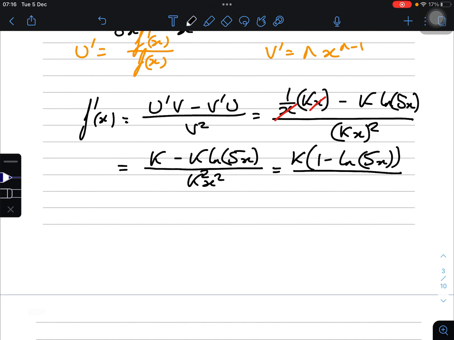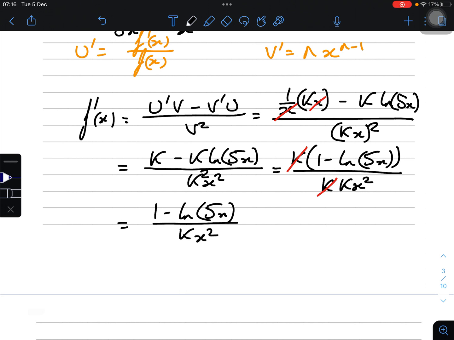Okay, let's try to do 1 cancellation per line. Over k, and then I do k k x squared. And that makes it very clear that when we cancel, let's cancel the other way actually, we're just left with that function, which is what they want in the question. So we're left with 1 minus ln of 5x over kx squared.